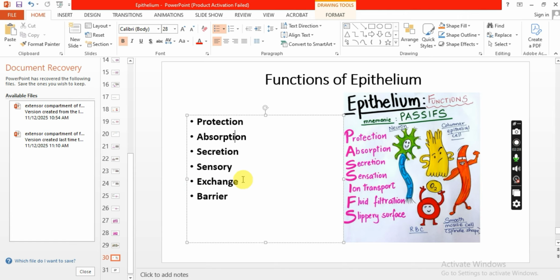Exchange between the different areas, for example, in the case of the capillaries in the Bowman's capsule of the kidney and the epithelium of the filtrate. Here the barrier means a very effective barrier between two environments, for example, the blood-brain barrier. So these are the functions.